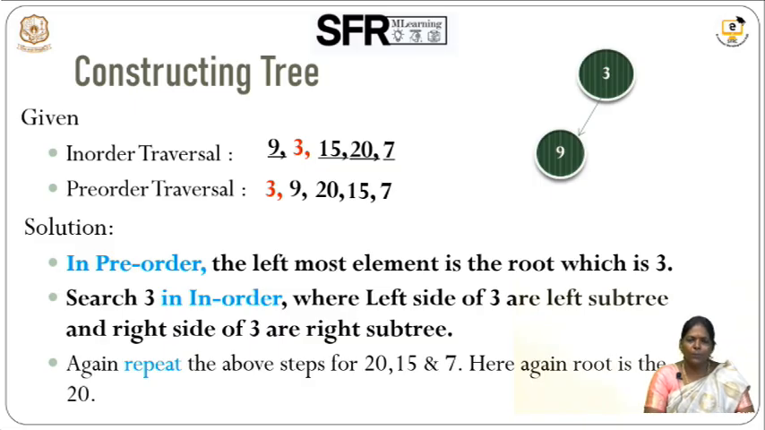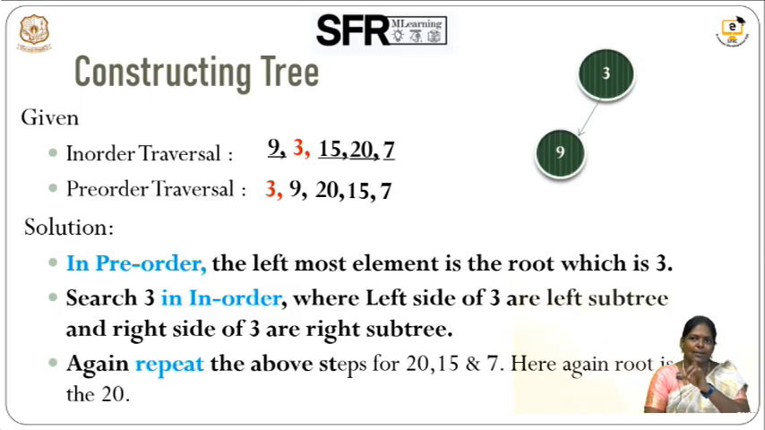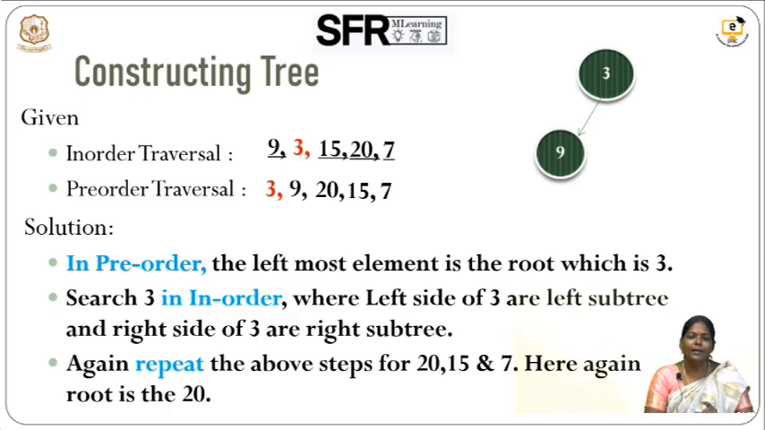Now again go to pre-order traversal. In the pre-order traversal, check where these 3 elements are present and which one is the first element. Here you can see that 20 is the first element in the pre-order traversal among those leftover nodes, 20, 15 and 7. 20 is the first node. That means 20 is the root node for these 3 nodes. So 20 is the root node for the right subtree of 3. So I can draw that. I just find the position of 20, right.